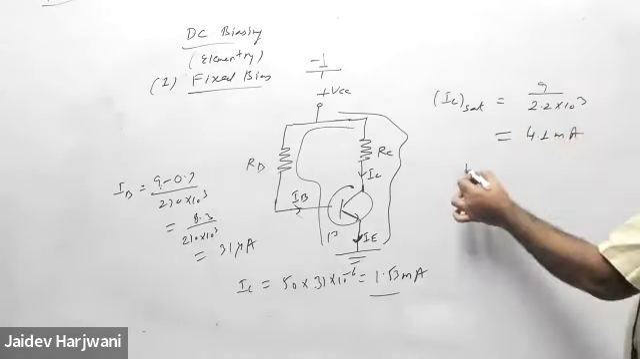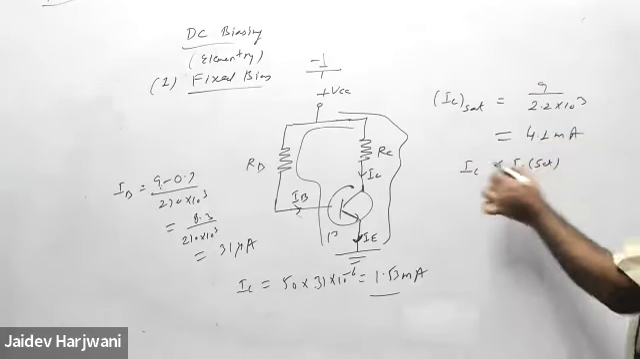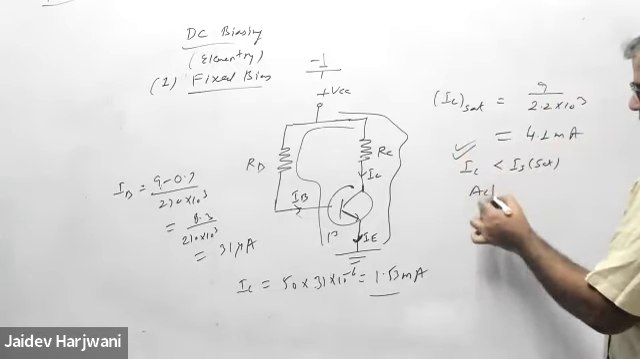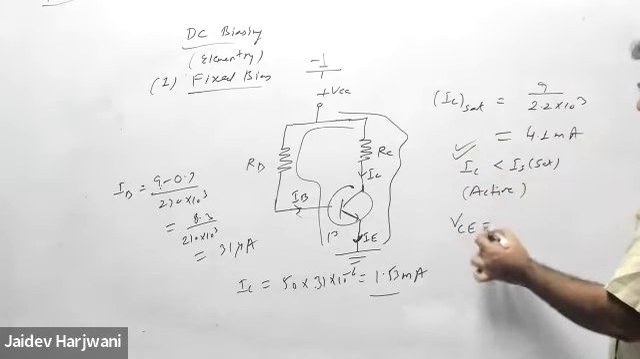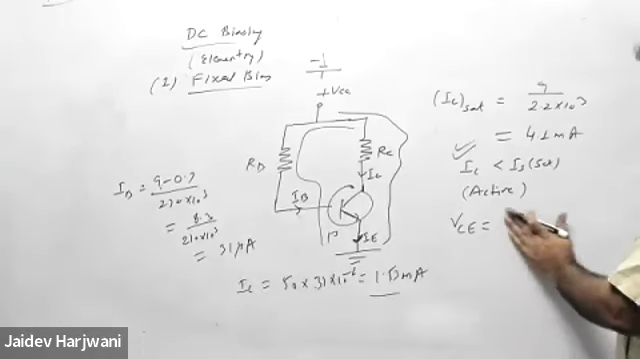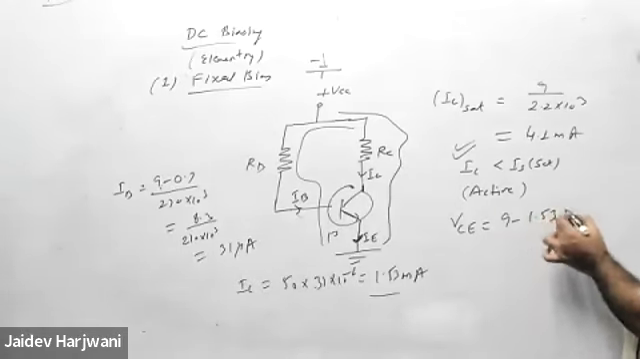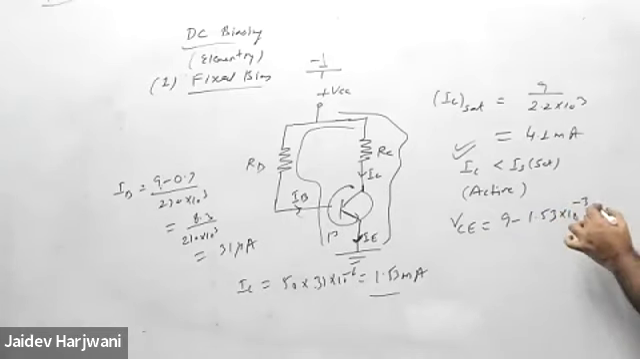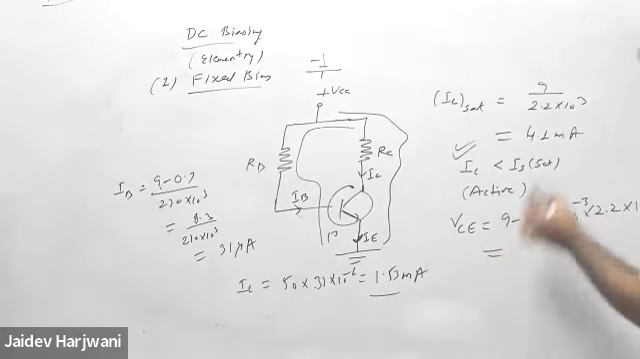Okay. So my IC is less than IC saturation, so this is the correct value, and the operation region is active. And now you can find the VCE: VCC 9 minus IC 1.53 into RC 2.2 kilo ohm. How much is this coming? Tell me.